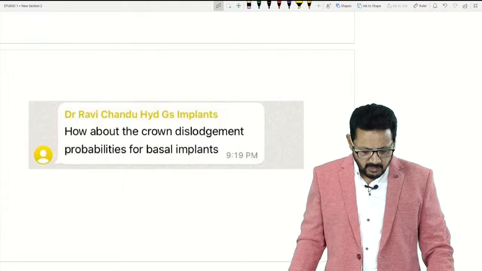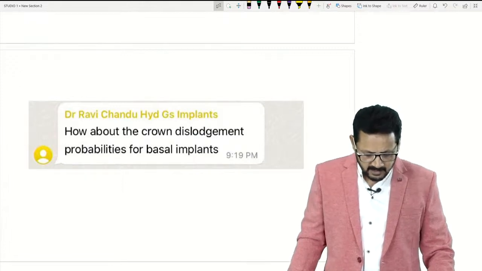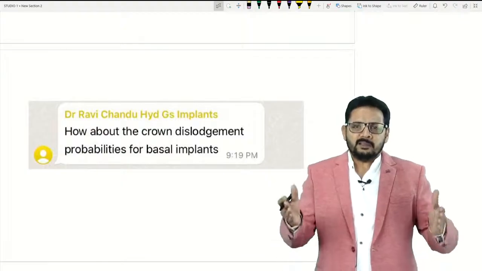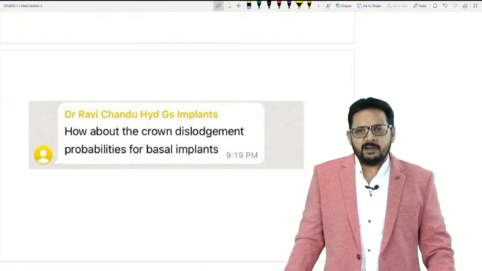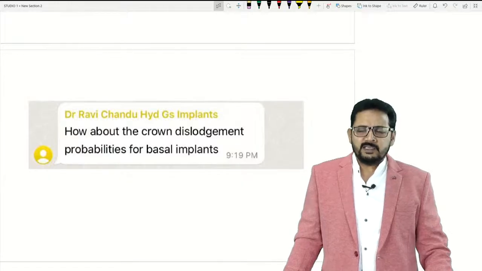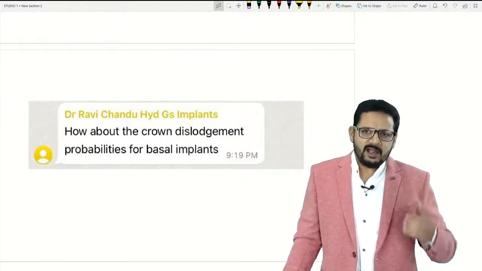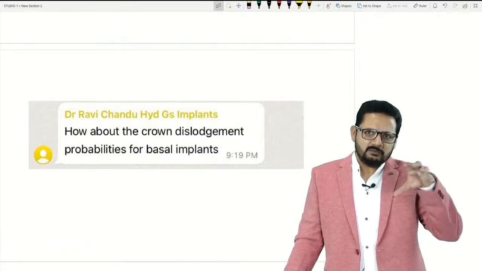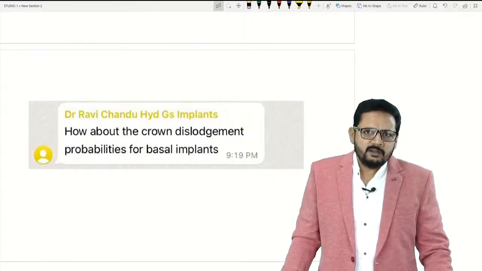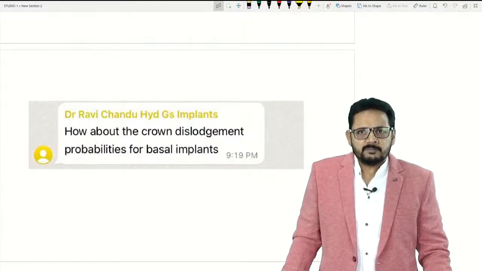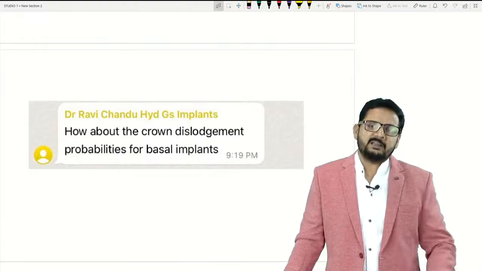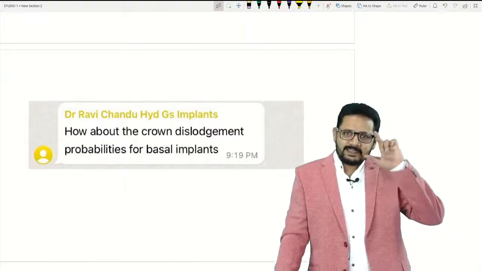Next is, how about the crown dislodgement probabilities for basal implants? Dr. Ravi, a good question again. You tell me, what are the probabilities if you're doing an FPD? What is the probability of crown dislodgement? If you're doing a single tooth FPD, let us say for example, you have done an RCT for a crown and then you want to place a crown, an artificial crown over it, a zirconia or whatever it is. So what is the probability of the dislodgement of the crown? 5%? 10%? Don't know, or it won't dislodge. The same is with the basal implants. See, it is a single piece implant.